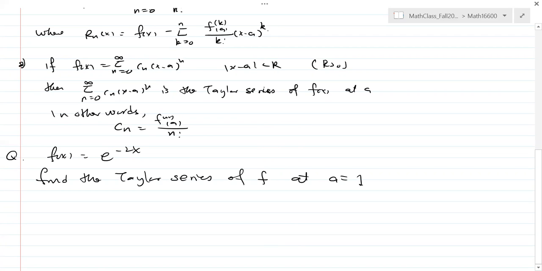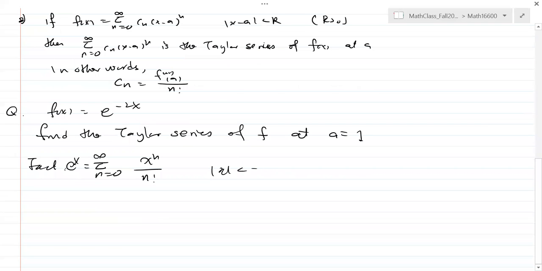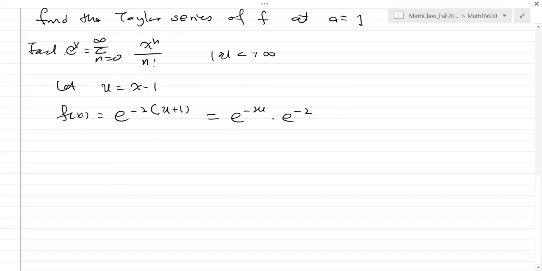So how do I do it? The best way is we use the fact that e to the x equals the sum of x to the n over n factorial. This holds for any x, no restriction on x. What I'm going to do is, because I want to use a equals 1, I let u be x minus 1. Then x is u plus 1, and this function is going to be negative 2u times e to the negative 2, right?